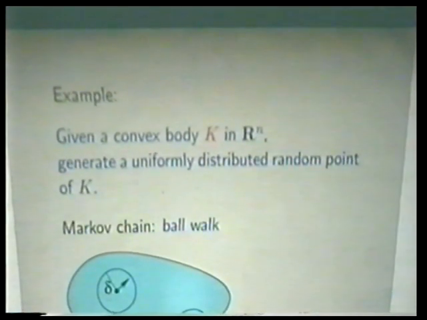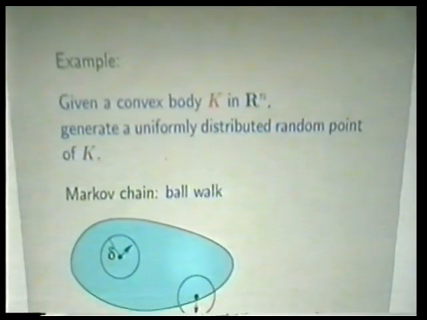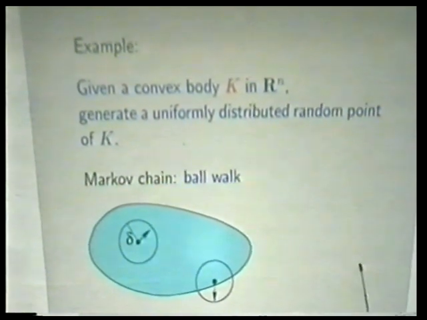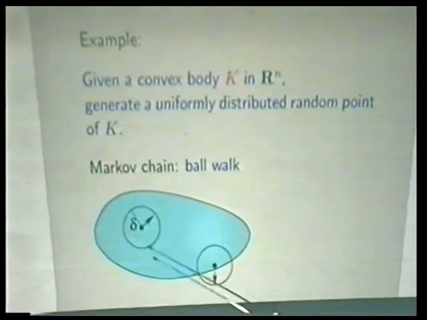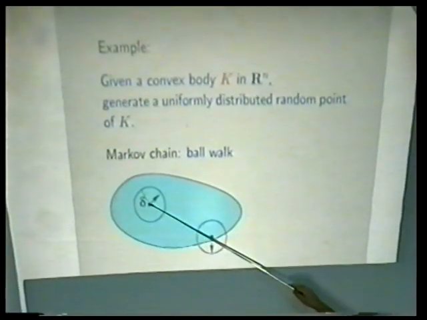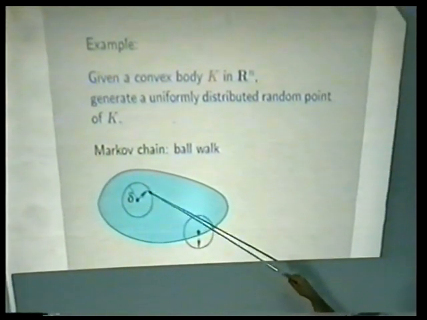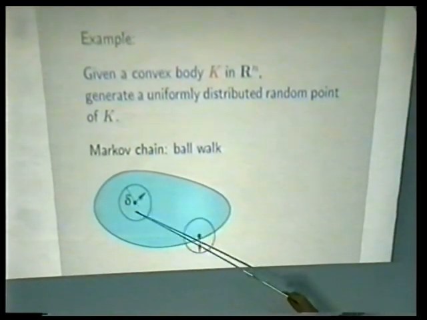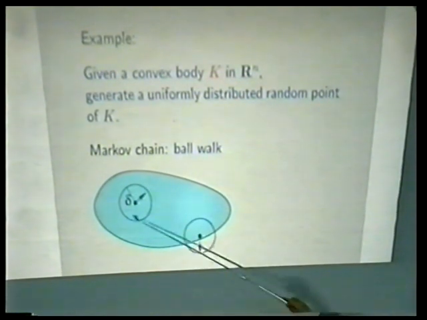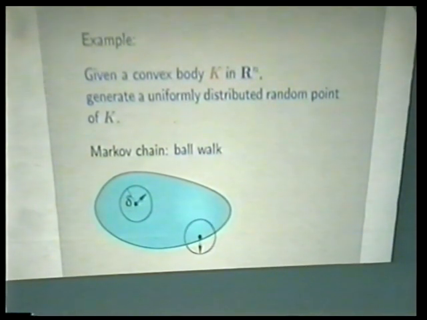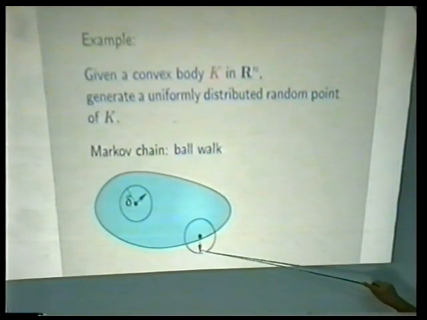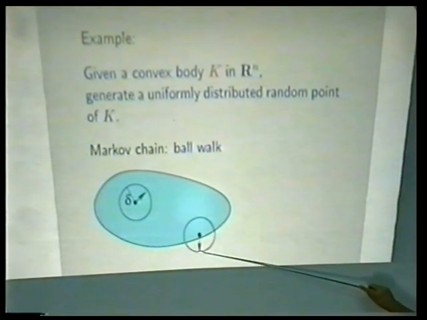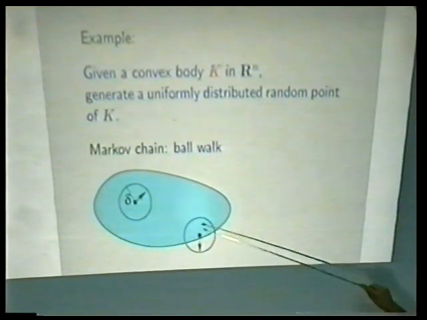So here is one of the possible Markov chains; there are several that you can define that will do the job. One of them is called the ball walk. That's probably the most natural. It says that if you are at a particular point, you pick a small ball about that point and you move to a uniformly distributed random point of that ball. And that's not difficult to construct. And one more remark has to be added, that if your step should take you outside the convex body, then you don't do that step. You stay where you were.